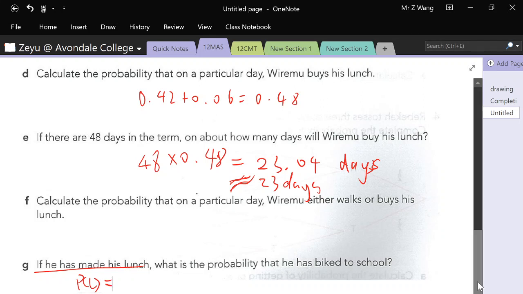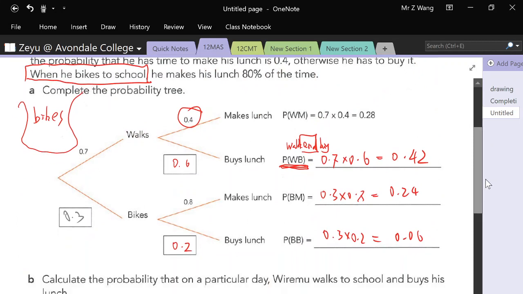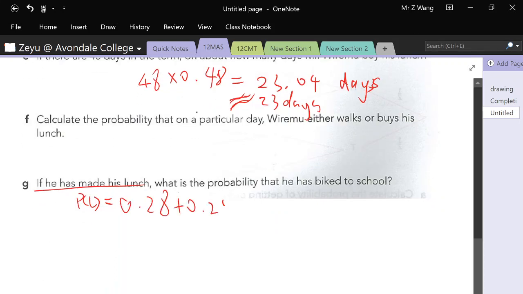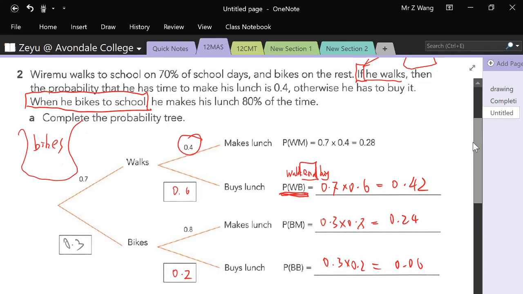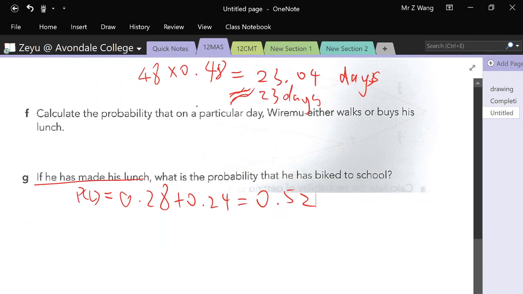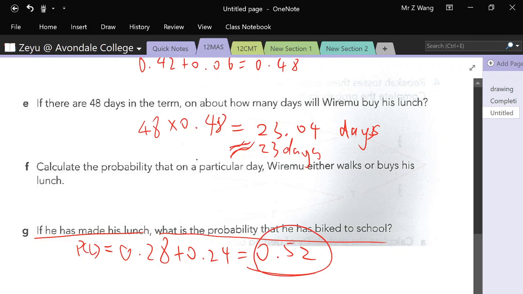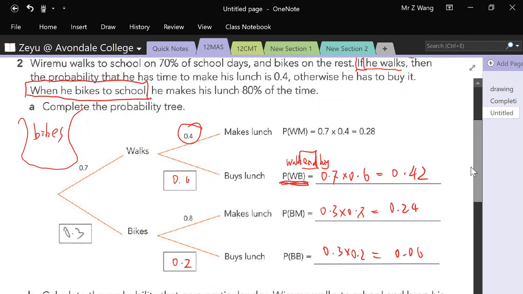Is that right? Let's say the probability that he made his lunch is 0.28 plus 0.24. Does that make sense? Right? So 0.28 plus 0.24 is 0.52. Let me make sure. That's the probability of him making a lunch. What is the probability that he bikes to school? So out of those probabilities, it's 0.24 over 0.52.